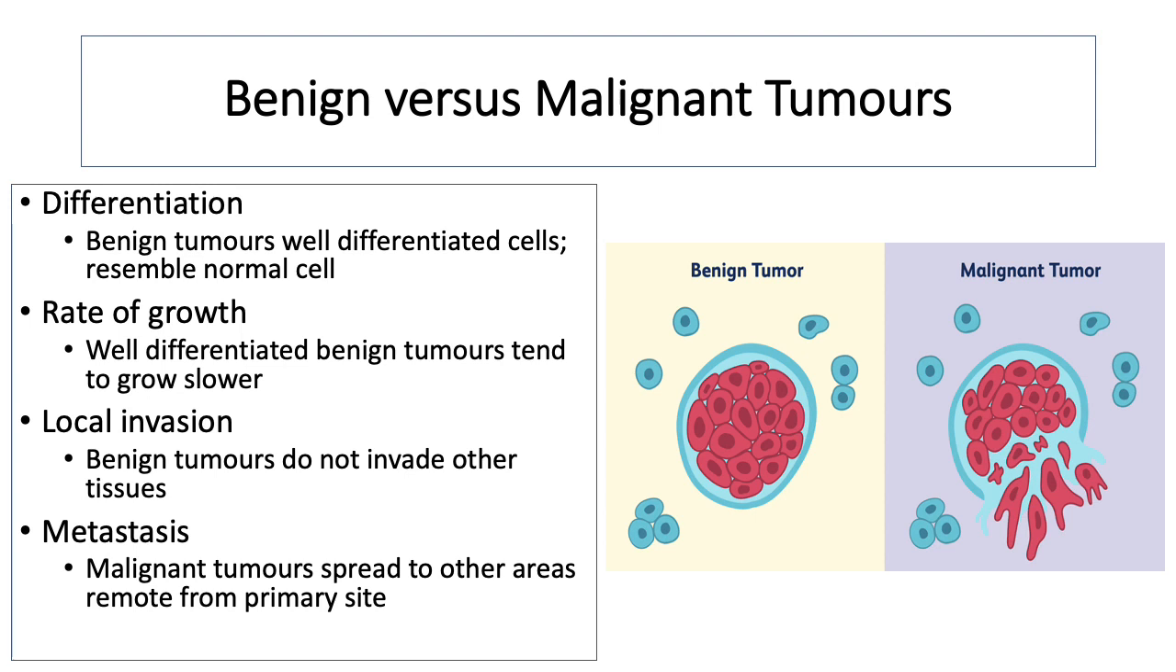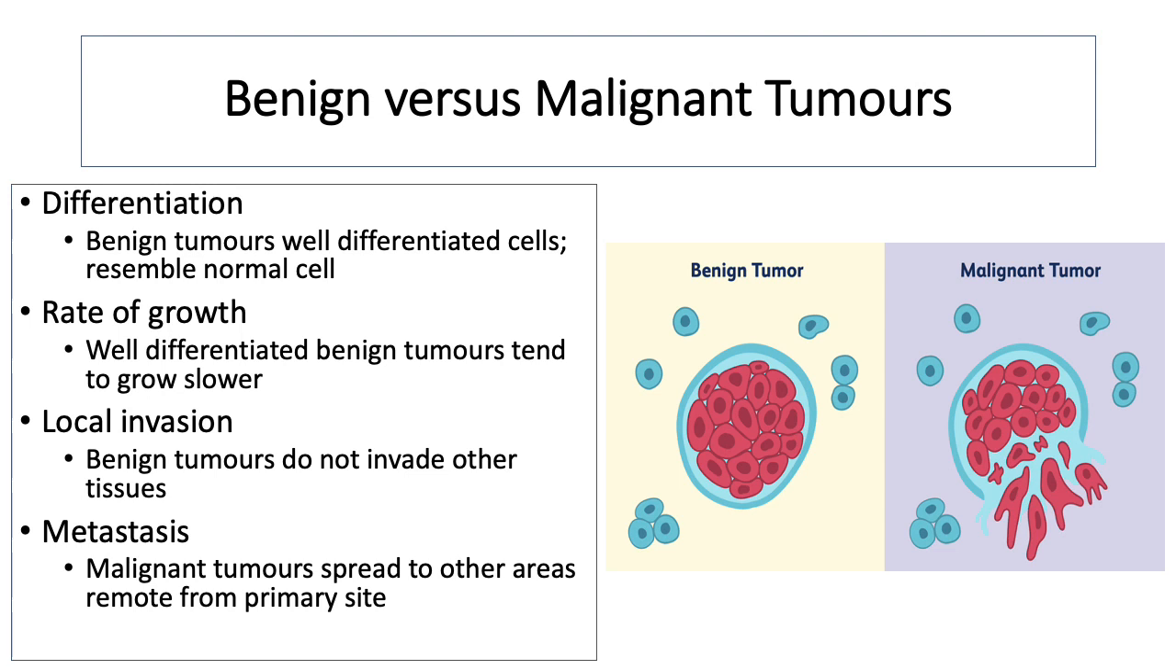The second thing which differentiates benign and malignant tumors is the rate of growth. Like I said just now, these cells which are not very well differentiated tend to grow much faster than the ordinary ones. But in benign tumors, the cells are well differentiated and therefore tend to grow much slower. So you find that benign tumors do not grow aggressively. Yet malignant tumors, which we have referred to as cancers, grow at a much faster rate.